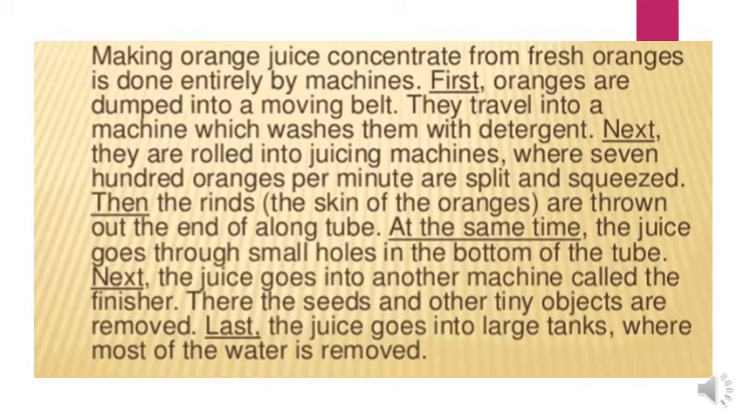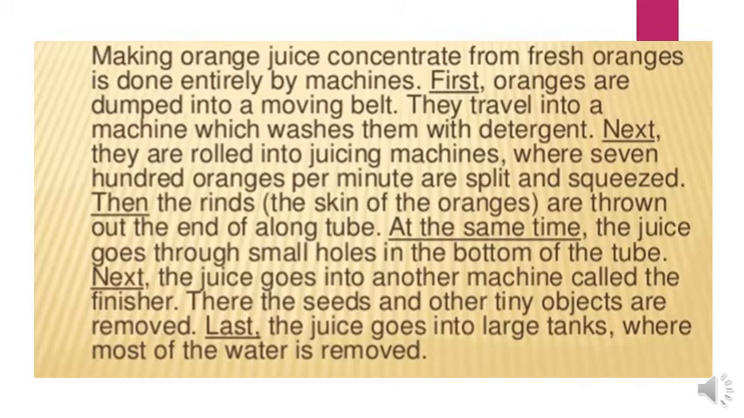Making orange juice concentrate from fresh oranges is done entirely by machines. First, oranges are dumped into a moving belt. They travel into a machine which washes them with detergent. Next, they are rolled into juicing machines where 700 oranges per minute are split and squeezed. Then the rinds, means the skin of the oranges, are thrown out at the end of a long tube. At the same time, the juice goes through small holes in the bottom of the tube.